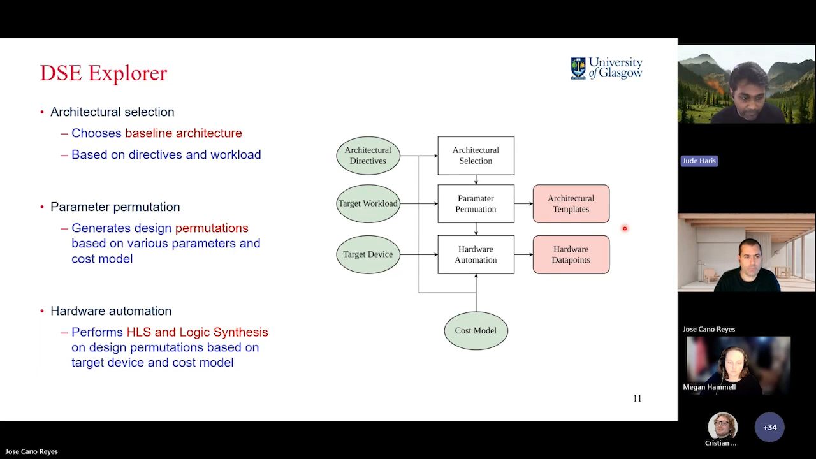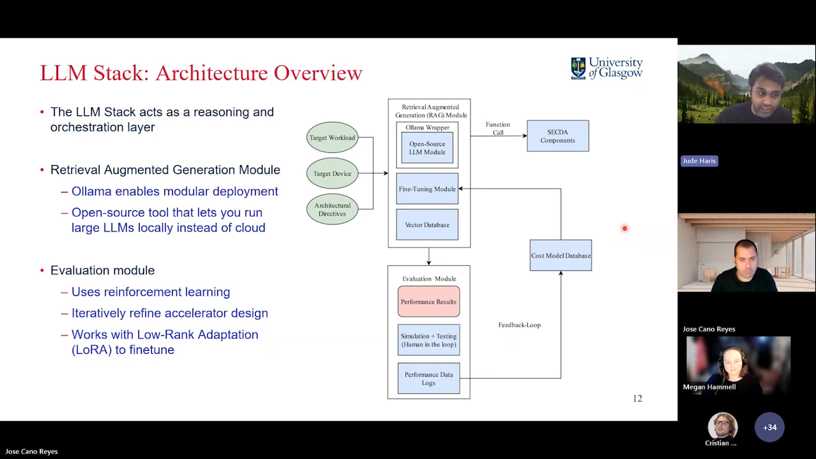architecture looks like. Note the hardware automation also takes into account the target device and its resources available, which means that if a design, or rather if a permutation of a design is invalid given the device, this negative result is also fed into the LLM stack. So the LLM knows what not to generate as well. So yeah, Jose, if you can move to the next slide.